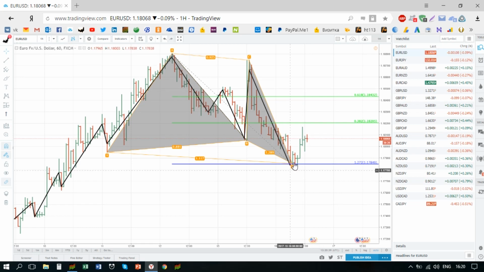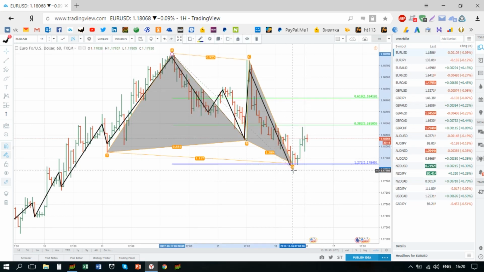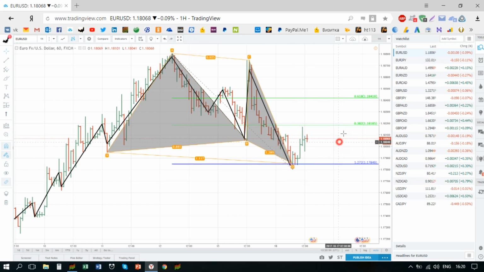Euro dollar is this, going to the first target. We didn't hit that yet. Should adjust that a bit lower. Then UD is the new extreme.